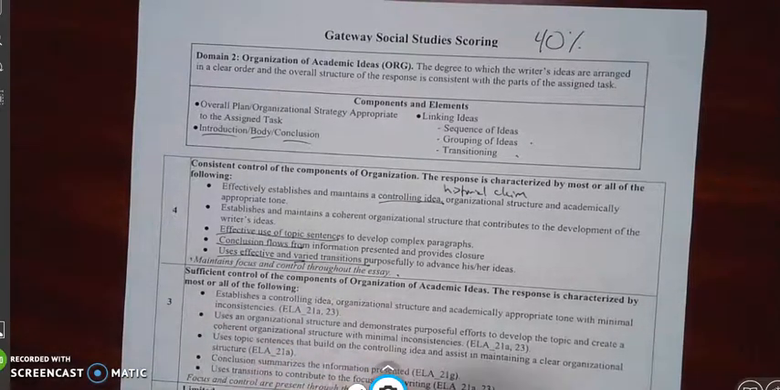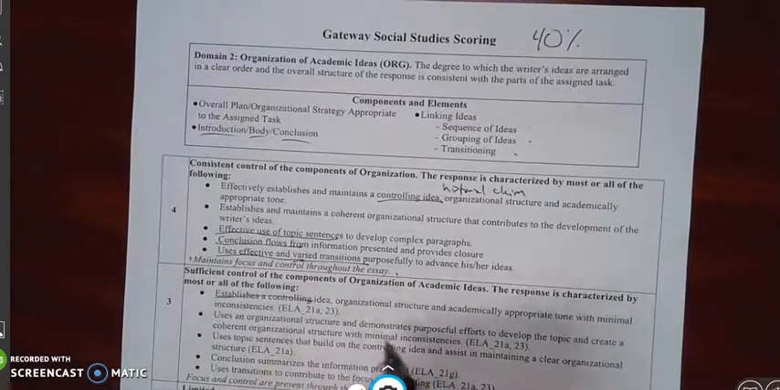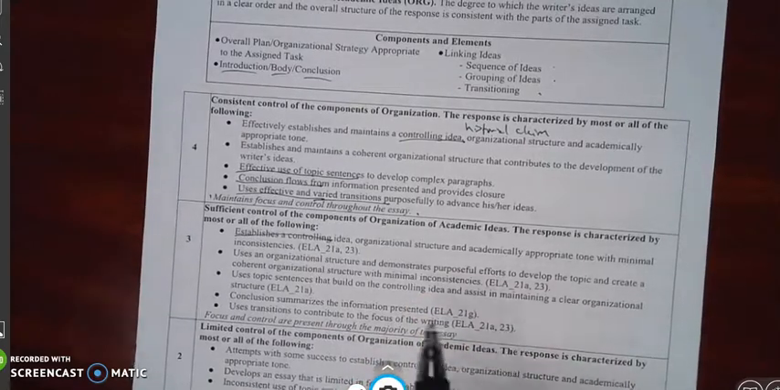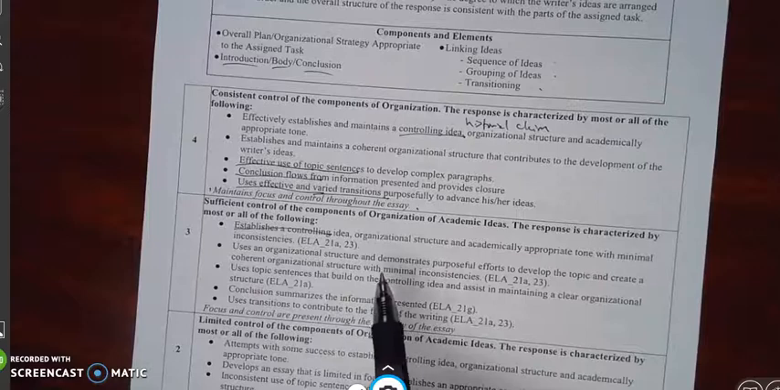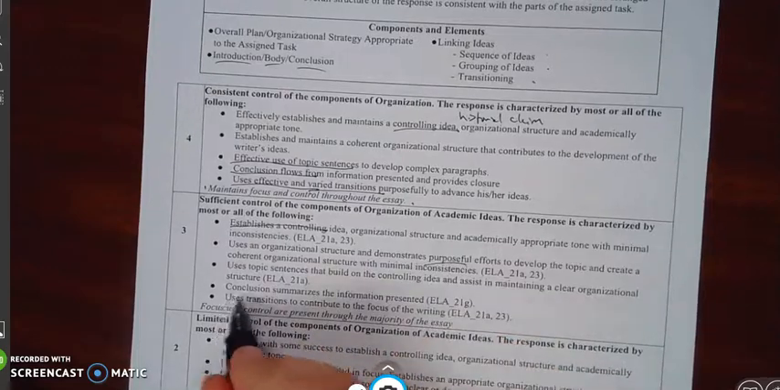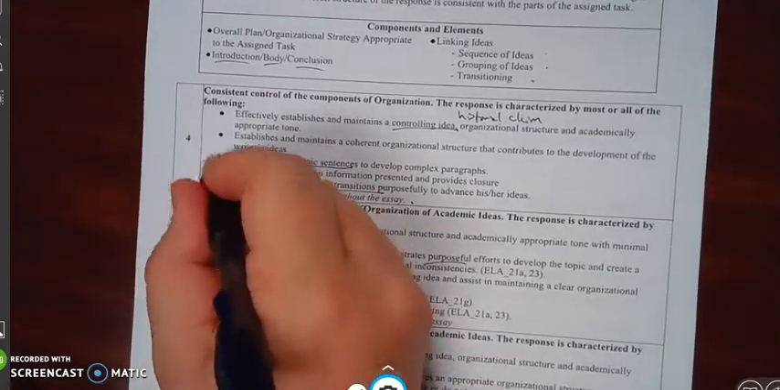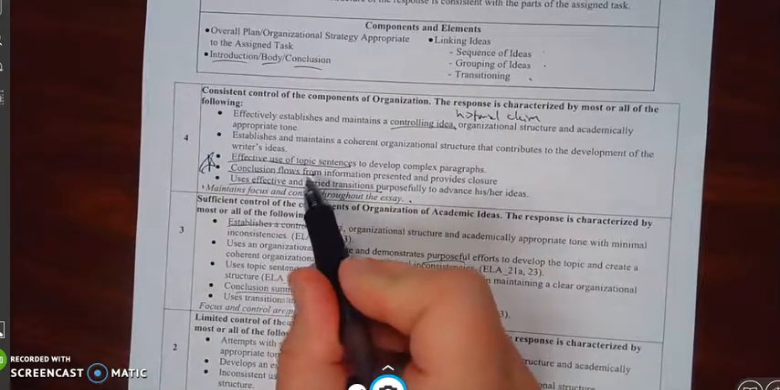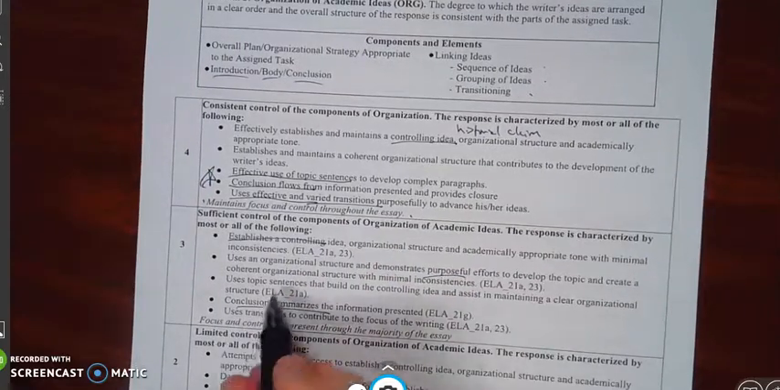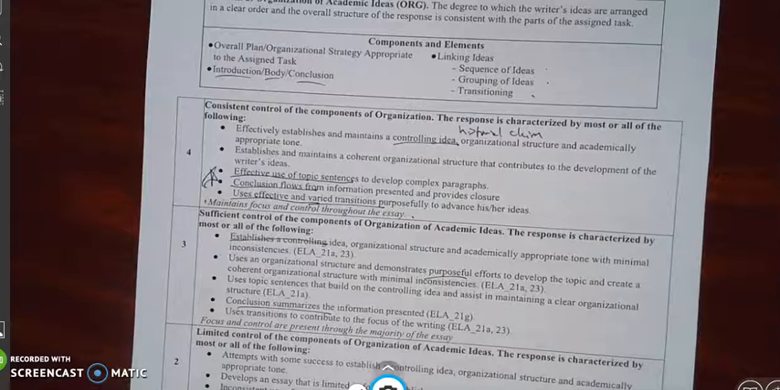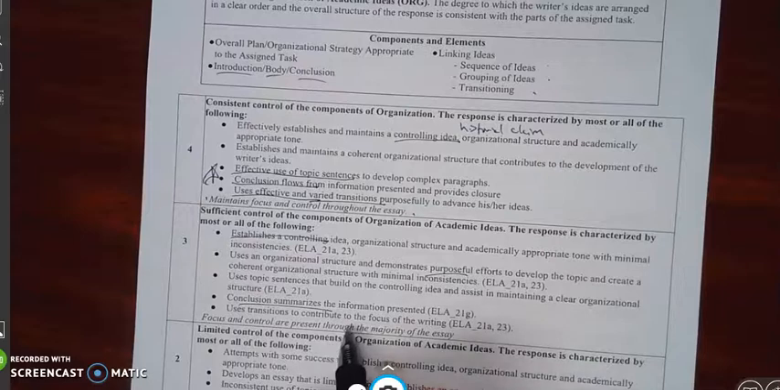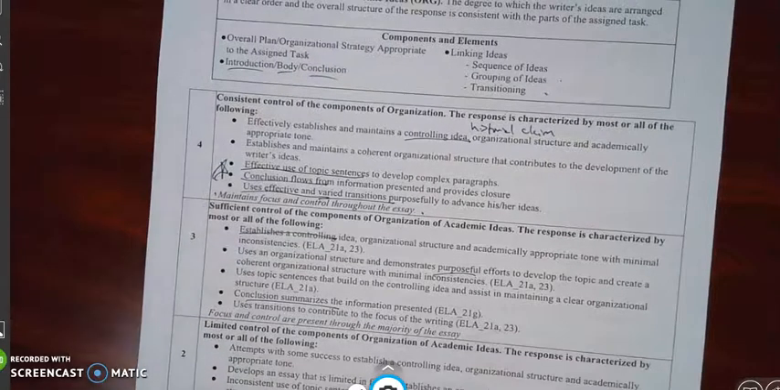The sufficient control here, again, you're establishing a controlling idea. It's there, it's present. As a scorer, as a reader, we can see it. There is an organizational structure, and it's purposeful to develop that topic. There's a conclusion, but it just summarizes. Again, this is where I'm going to draw a star there. Go back and find Brooke's video on conclusions, because that one's going to be really powerful for you for this element of it. And then also transitions that contribute to the focus of the writing. So this is some of those more basic transitions. They're present, and they actually add to the impact of the writing.